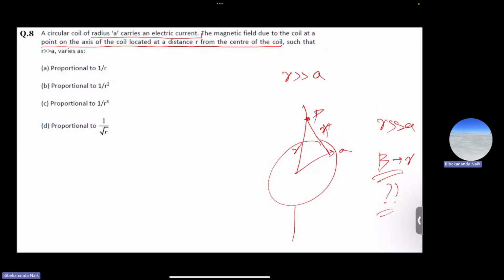So if we discuss, according to the formula, the magnetic field at a point which is at a distance r from the center on the axis of a circular coil of radius a is given by mu 0 by 4 pi, 2 pi I a square divided by a square plus r square to the power 3 by 2. So this is the formula.